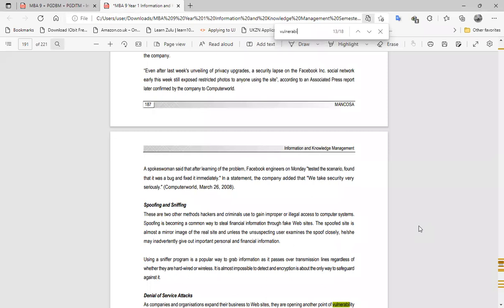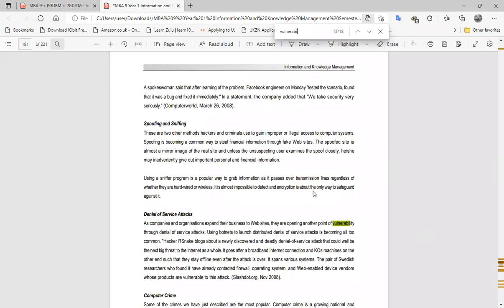A sniffer program is a popular way to grab information as it passes over transmission lines, regardless of whether they are hardwired or wireless. So when information is traveling through a certain conduit, somehow they've got a way of decrypting the information, and then they can steal it.